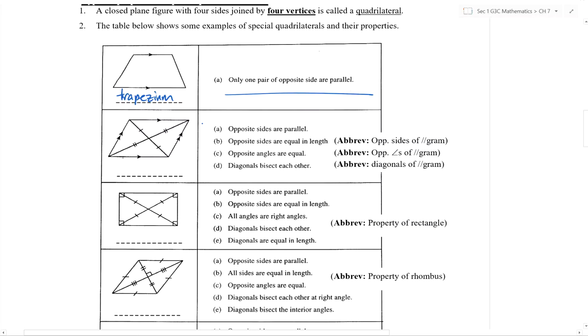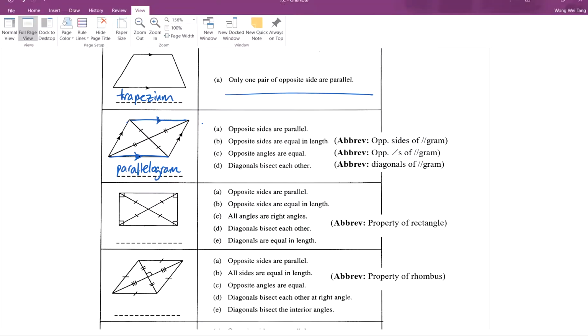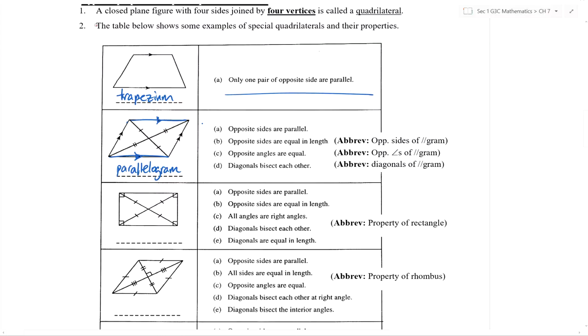Next, in the diagram, we have a parallelogram. In a parallelogram, opposite sides are parallel to each other. So these two, as indicated by one arrowhead, and the other two opposite sides, as indicated by two arrowheads over here.